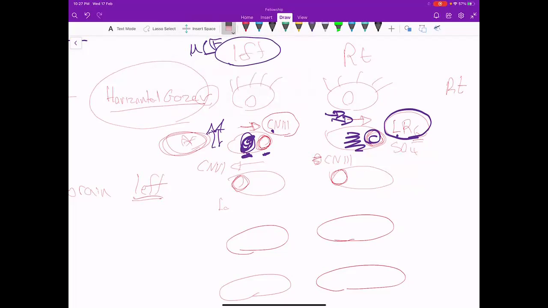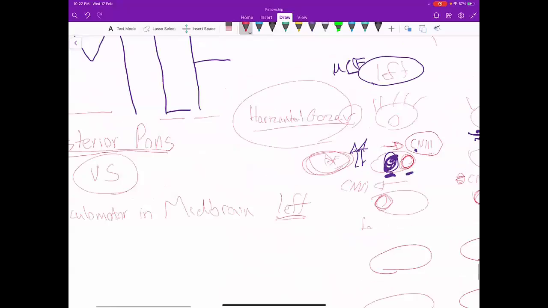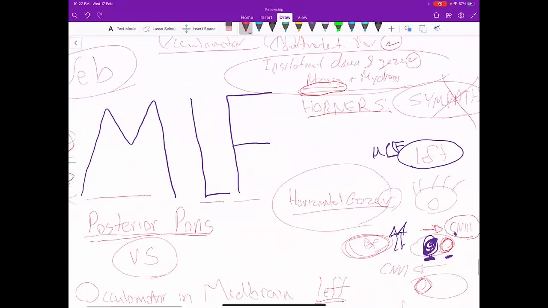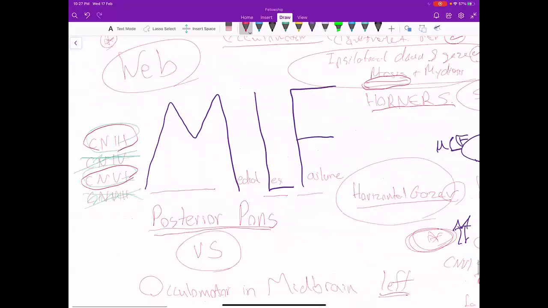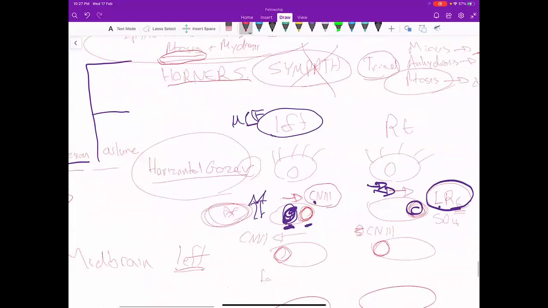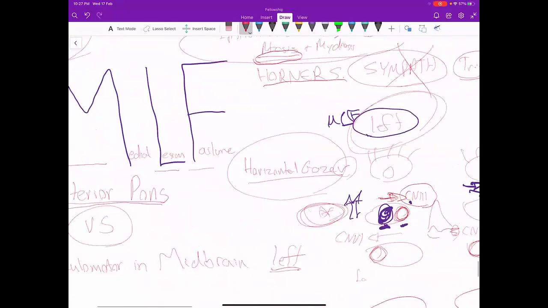So the mnemonic for MLF is medial failure. It tells you where the lesion is. The eye that cannot go medially, because you have your nose here. There's an ugly nose, no nose job or anything. So this eye does not go medially, so the lesion is on this side, the left side.